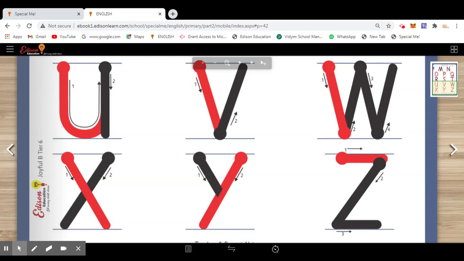So let's listen to its phonic song. Z, Z, Z. Zigzag zebra in the zoo. Z, Z. Zigzag zebra in the zoo. Z is the sound of Z.